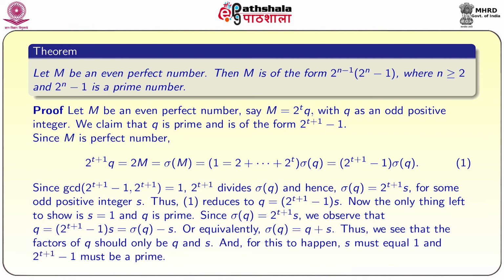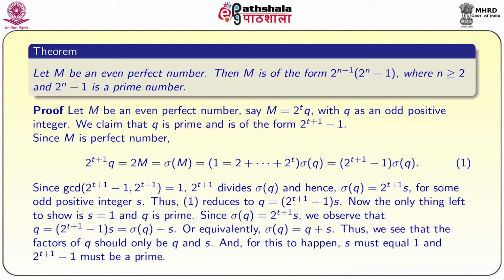That also follows easily. Since sigma of q is equal to 2 power t plus 1 into s, we observed that q is equal to 2 power t plus 1 minus 1 into s, which is equal to sigma of q minus s. So, just by substituting those values, or equivalently, sigma of q is equal to q plus s. So, it has only two divisors. So, obviously s is going to be 1.